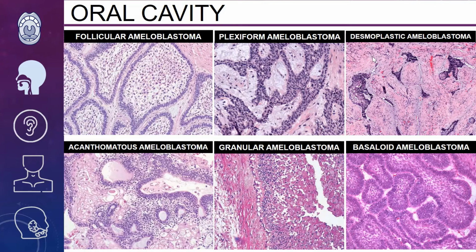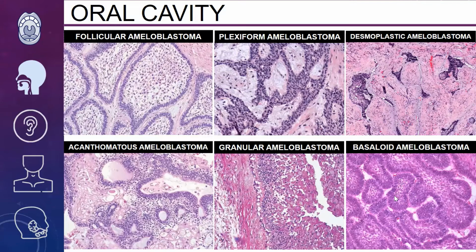The desmoplastic pattern is uncommon and is characterized by dense sclerotic stroma that compresses the islands of your ameloblastoma. Squamous metaplasia within the stellate reticulum gives rise to the acanthomatous subtype. Granular cell ameloblastoma have tumor cells with abundant deeply granular cytoplasm.